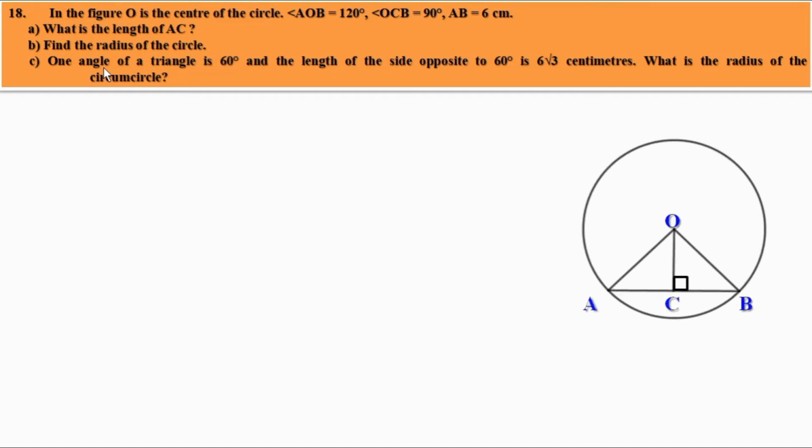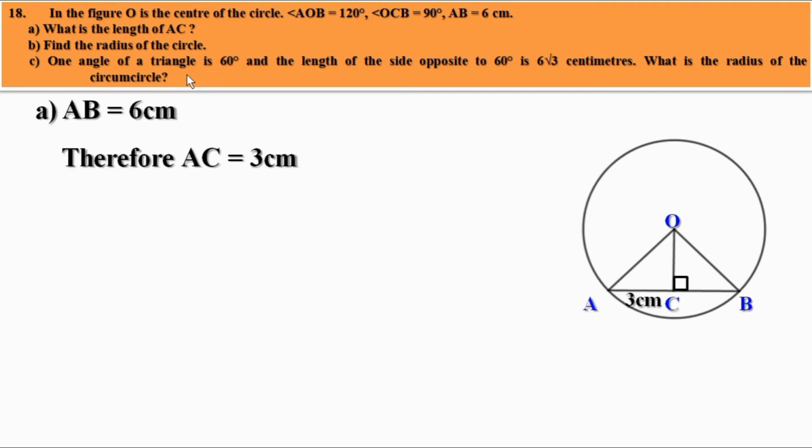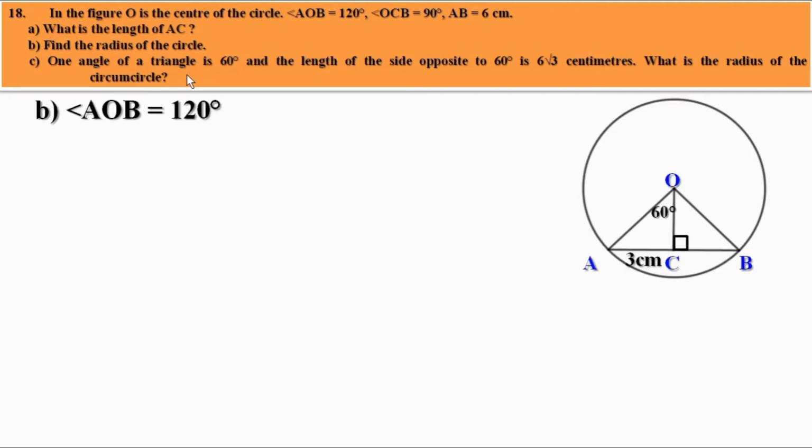Here OA equal to OB. Therefore, triangle OAB is an isosceles triangle. We know in an isosceles triangle, the perpendicular from the vertex joining equal sides to opposite sides bisect this angle and the side opposite to it. Therefore, since AB equal to 6 cm, AC equal to 3 cm. Also, we know since angle AOB equal to 120 degree, angle AOC equal to 60 degree.